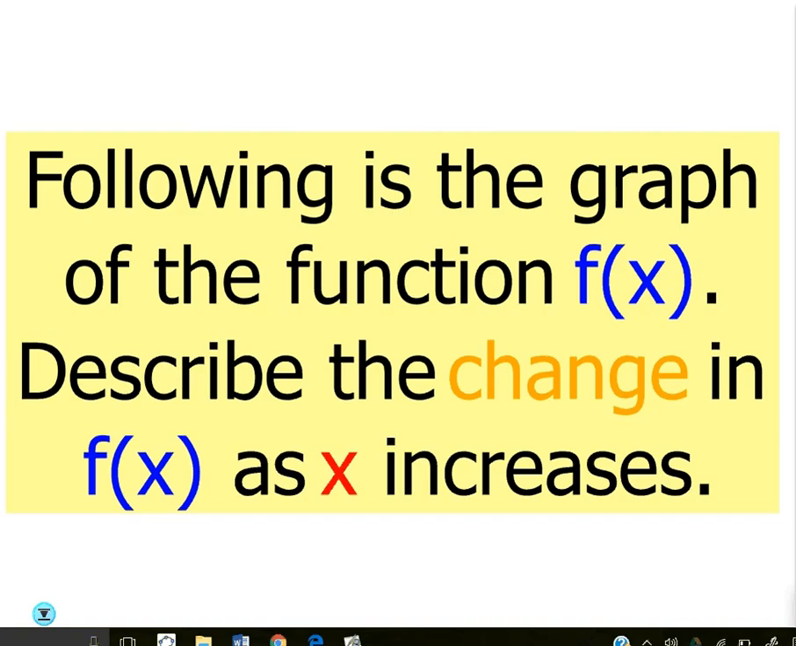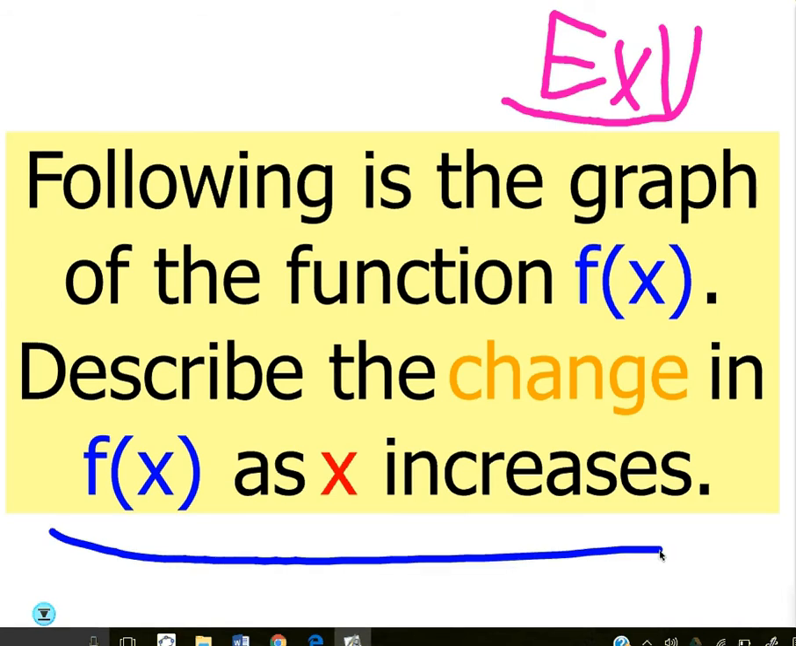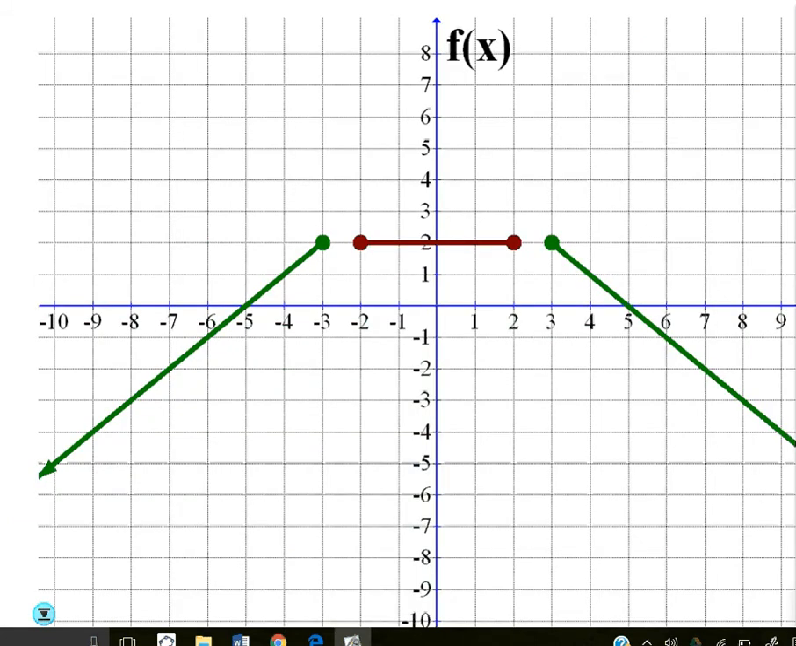So for example 1, don't know why I don't have that labeled, but this is example 1. Following is the graph of the function f of x. You don't have to write all this down. Describe the change in f of x as x increases. Okay, now you can go ahead and sketch this graph. Oh, that is not a straight line.